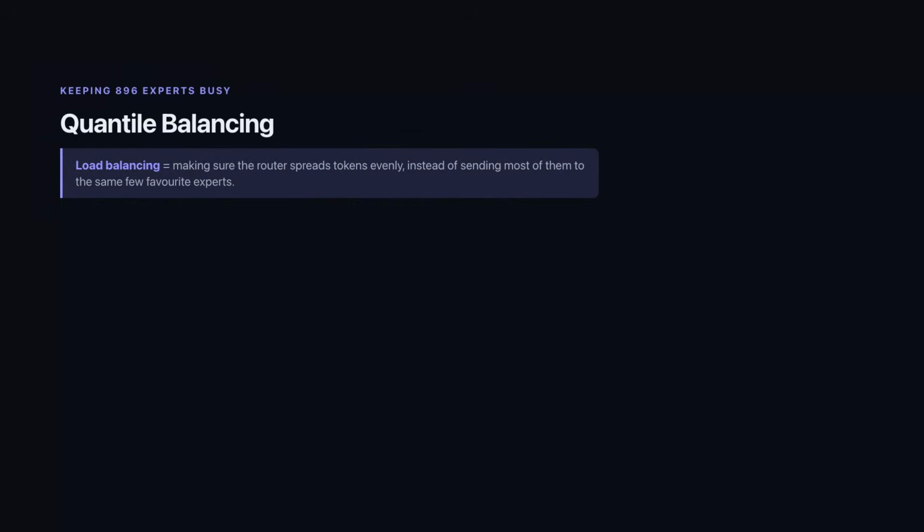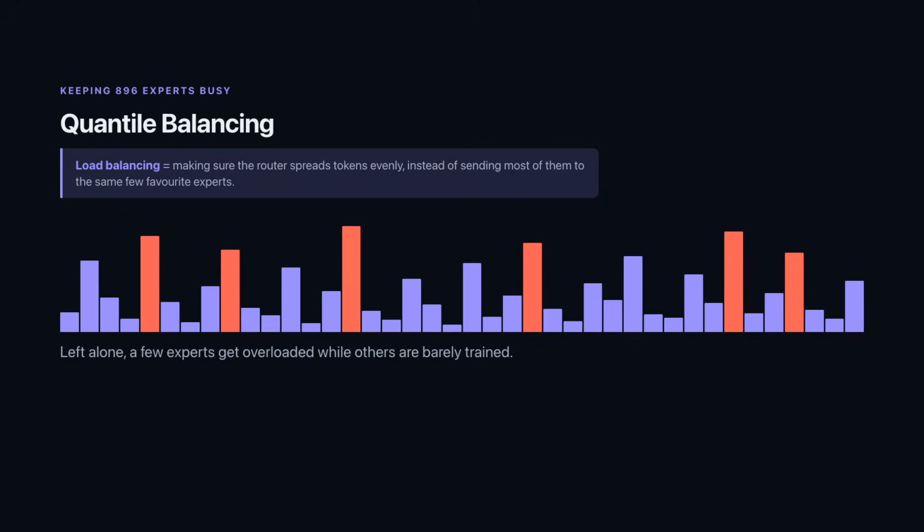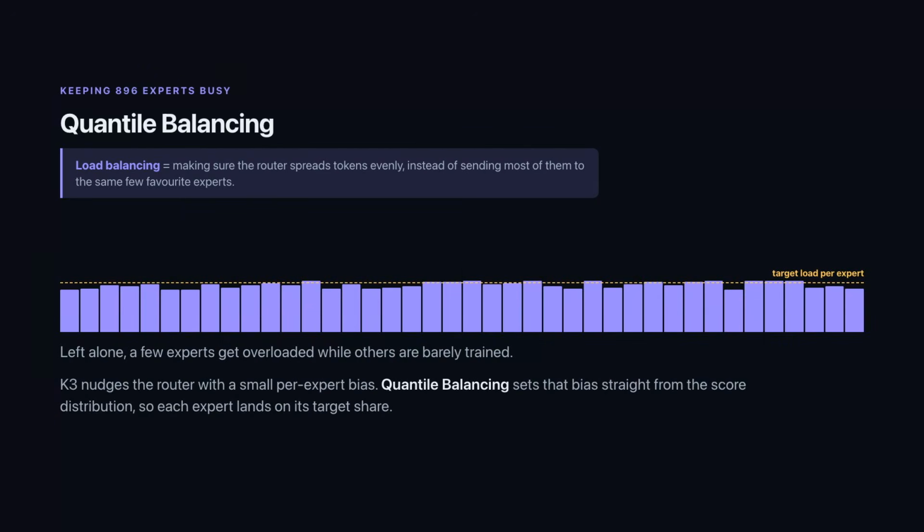There is one more problem hiding in that pool of 896. If you let the router pick freely, it develops favorites. A few experts get swamped while others are barely used, and the neglected ones never train properly. So K3 nudges the router with a small bias for each expert. Quantile balancing sets that bias straight from the spread of the scores, so every expert lands on its fair share. It's the difference between grading on a curve and grading on raw scores.